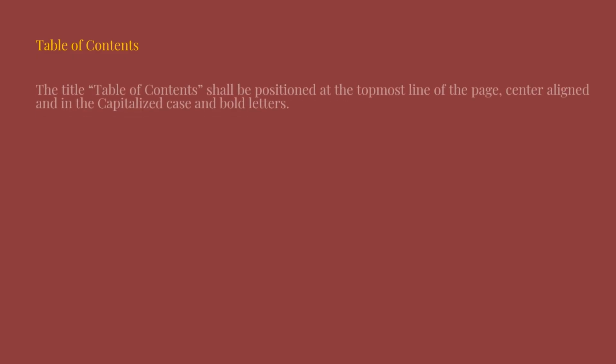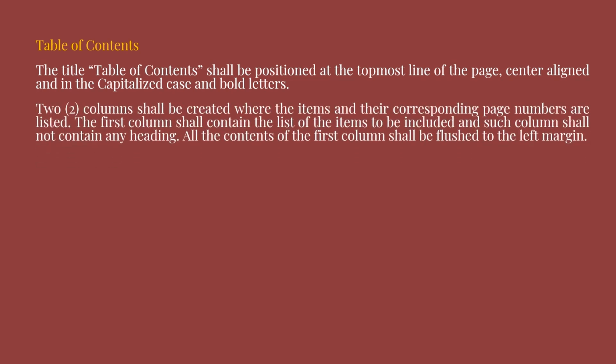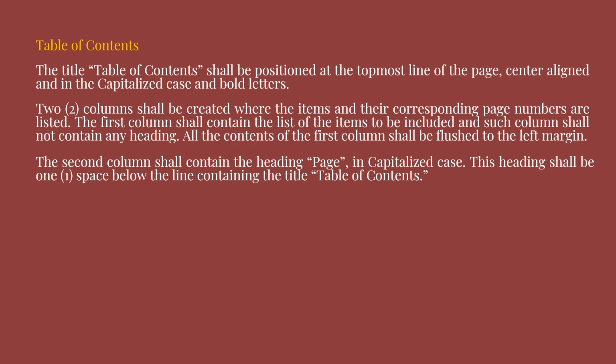For the table of contents, you can format it in the same way as the abstract and the acknowledgement. For the table of contents, there are 2 columns to be created, where the first column corresponds to the items, and the second column corresponds to the page numbers. The first column shall contain the list of items to be included, and such column shall not contain any heading, although the content of the first column shall be flushed to the left margin. The second column shall contain the heading page in capitalized case.